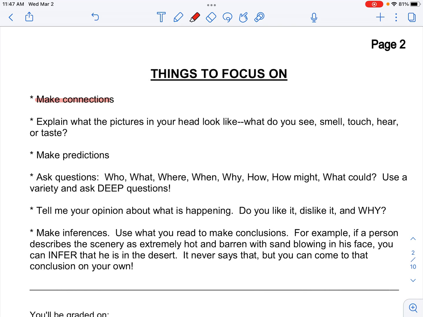Explain what a picture in your head looks like. What do you see? What do you smell? What do you touch? What do you hear? What do you taste?